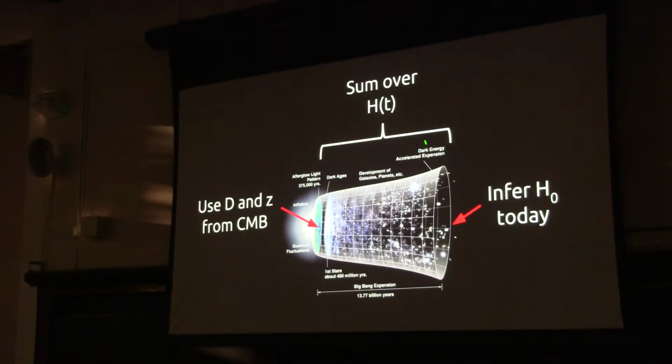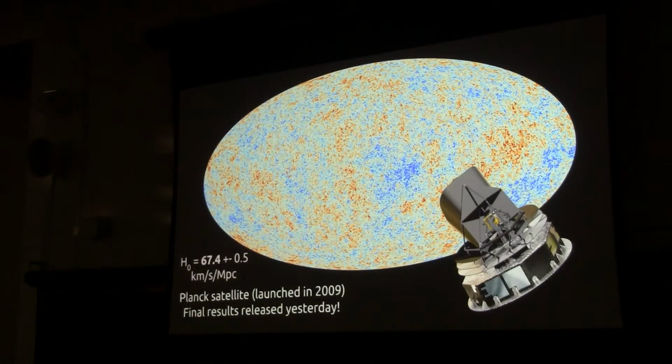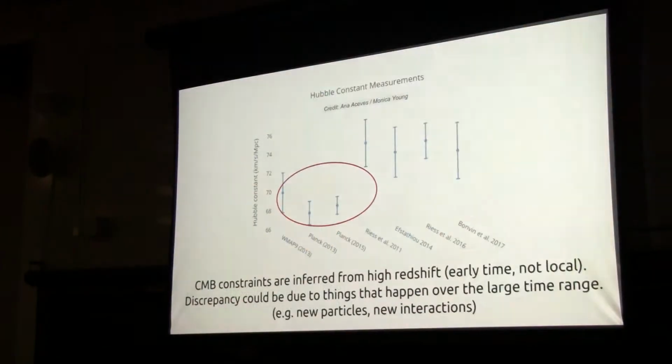During this time, the expansion rate of the universe has changed. So you have to take this D and Z, and then you have to think about summing over this large period of time in order to connect it to the expansion rate that we actually measure today. And that's what these experiments do. That's what the Planck experiment did, is to measure this D and Z from the CMB and then infer what the expansion rate today should be by having some model for how this evolves through time. And as Sarah mentioned, the Planck satellite just released their final results yesterday, and they get this number to be 67.4 with a really tight error bar, which seems to be in significant tension, right?